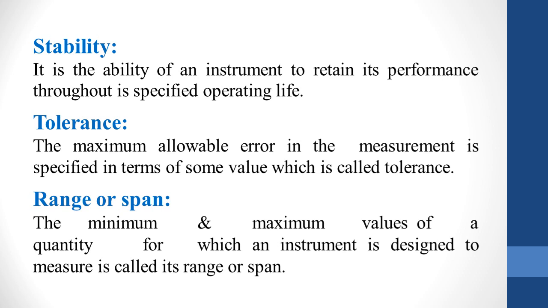Stability. It is the ability of an instrument to retain its performance throughout its specified operating life is called stability. Tolerance. The maximum allowable error in the measurement is specified in terms of some value which is called tolerance. The minimum and maximum values of a quantity for which an instrument or transducer is designed to measure is called range or span.